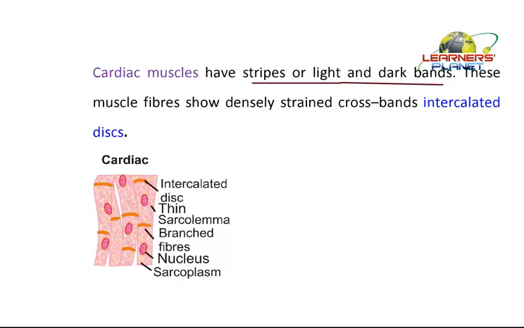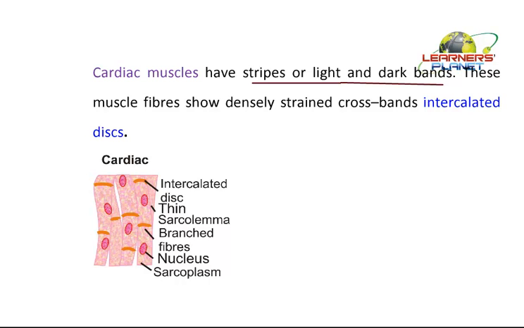You know what a heartbeat is? A constant rhythmic contraction and relaxation of a heart is known as a heartbeat. So how is this contraction and relaxation taking place? It is taking place because of the presence of these special cardiac muscles which are present over there.